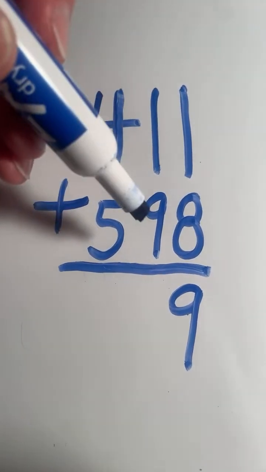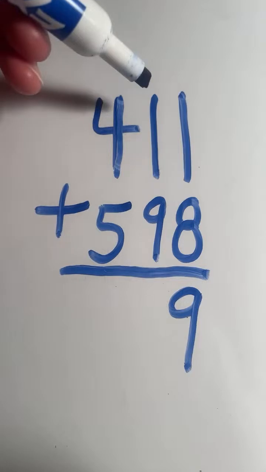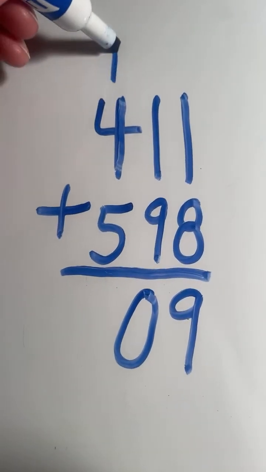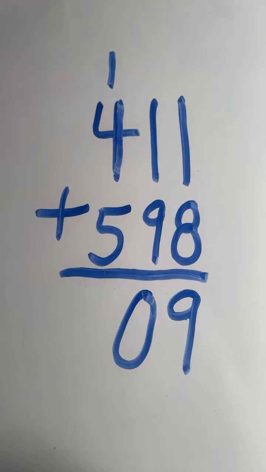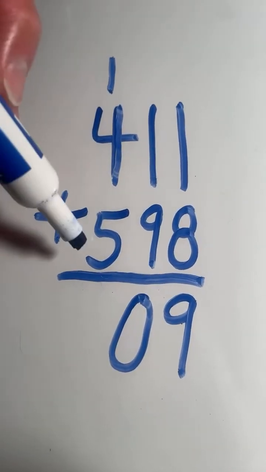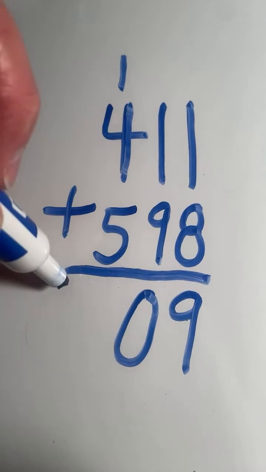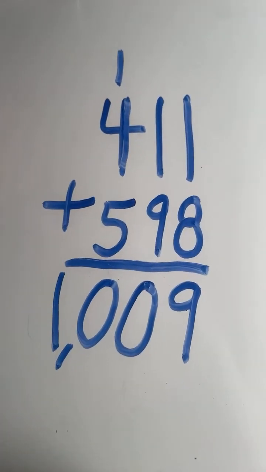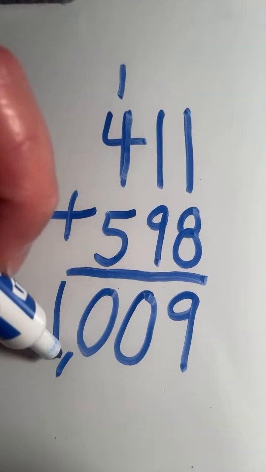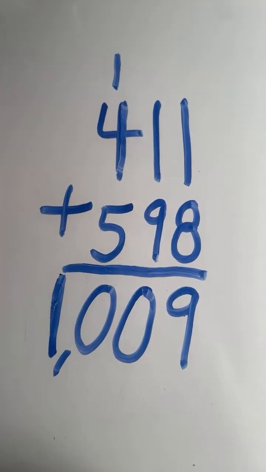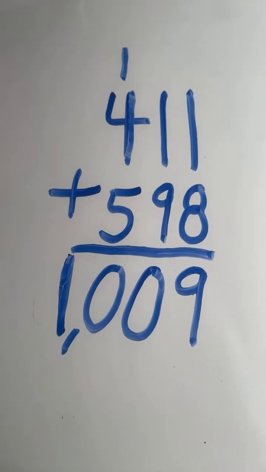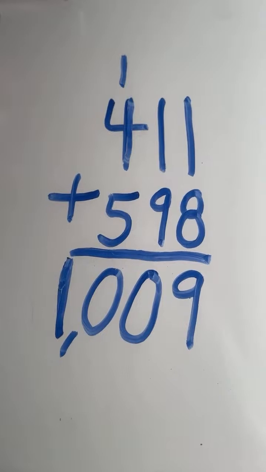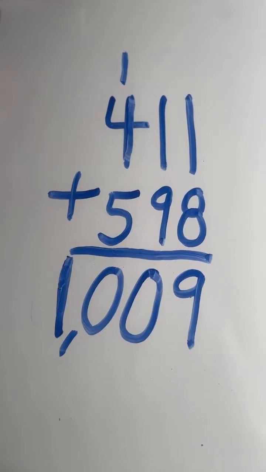Now in the tens place, 1 plus 9 equals 10. We do need to regroup in the tens place, so the 0 in 10 goes in the tens place. The 1 in 10 gets carried over to the hundreds place. 4 plus 5 equals 9, plus 1 equals 10. And we have our final answer. 411 plus 598 equals 1,009.